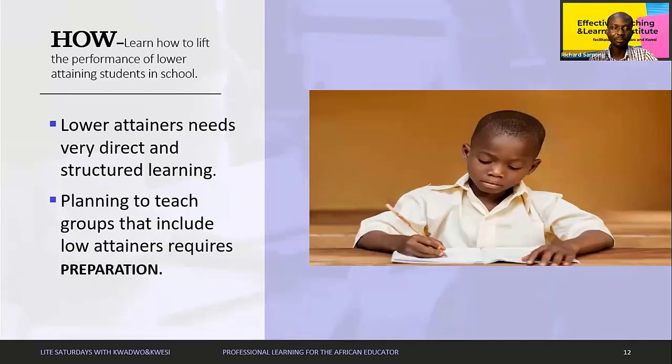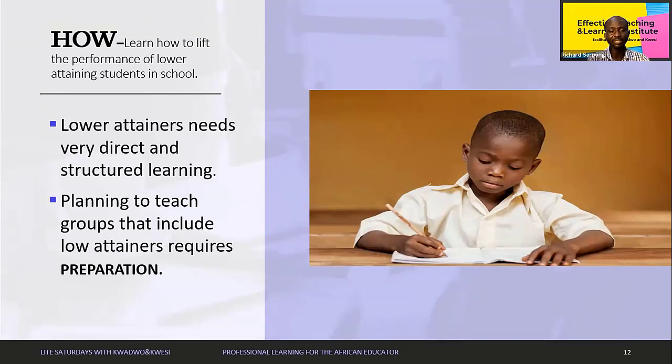All right, so if you've been with us with our last series on the direct instructional teaching approach, it was clear that if students have structured learning experiences, we are able to obtain a higher rate of success from them in learning, right? And that is what these students need. They need very direct and structured learning, right?